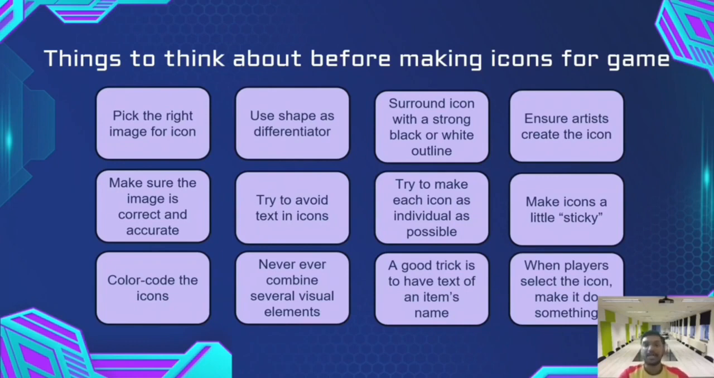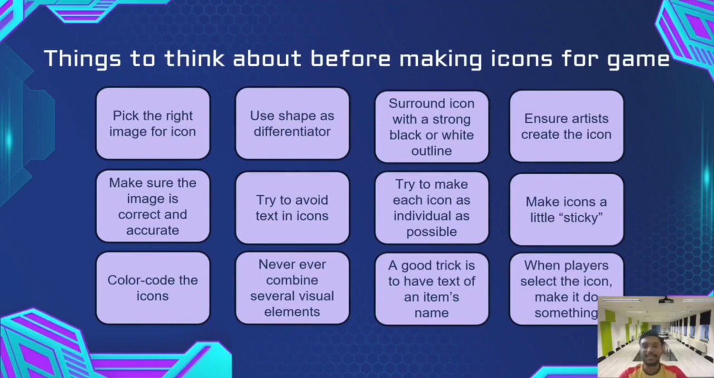Then, we have to use shapes as a differentiator for the icons where color is not enough to make the difference. Furthermore, we have to try to avoid text in icons because some icons will be very small, and when we add text to them, it will be very small. And then, never combine several visual elements. For example, the text, logo, characters, we shouldn't combine them in the same icon. Then, the icon has to be surrounded with a strong black or white outline to make it pop off the background. We have to try to make each icon as individual as possible to avoid creating similar icons.